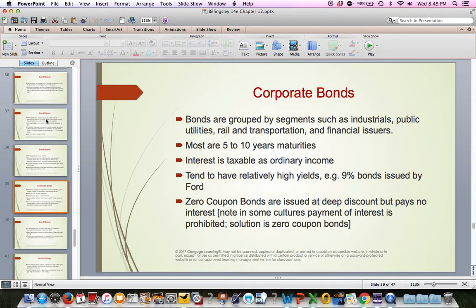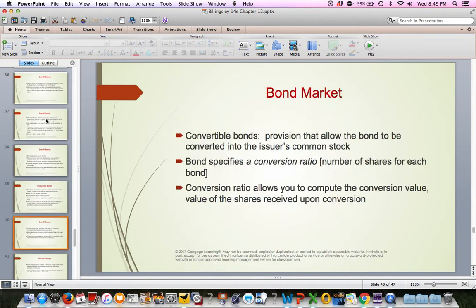A zero coupon bond is issued at a deep discount but pays no interest. In some cultures interest is prohibited, so the solution is a zero coupon bond. So basically, you buy a $1,000 bond for, let's say, $700, and you get $1,000 back, and the $300 difference is your interest. That's kind of what a zero coupon bond will do.